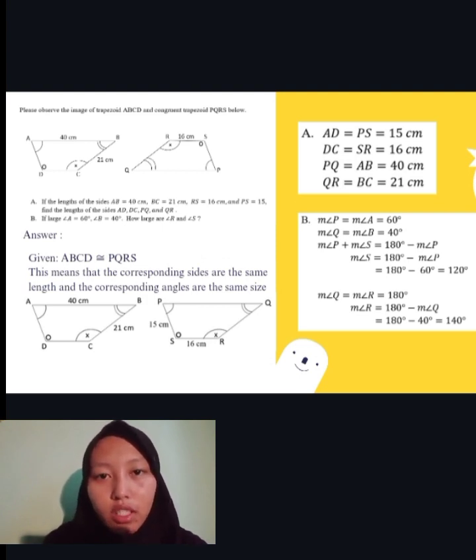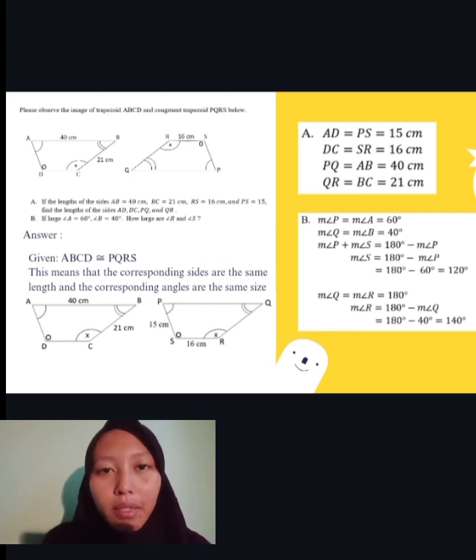Then angle Q corresponds to angle B, so we can write that the size of angle Q is equal to the size of angle B, and the angle B that is known in the problem is 40 degrees. So we get the size of angle Q, which means it is equal to 40 degrees. Since we have obtained the P angle of 60 degrees and the Q angle of 40 degrees, we can find the S angle and R angle.